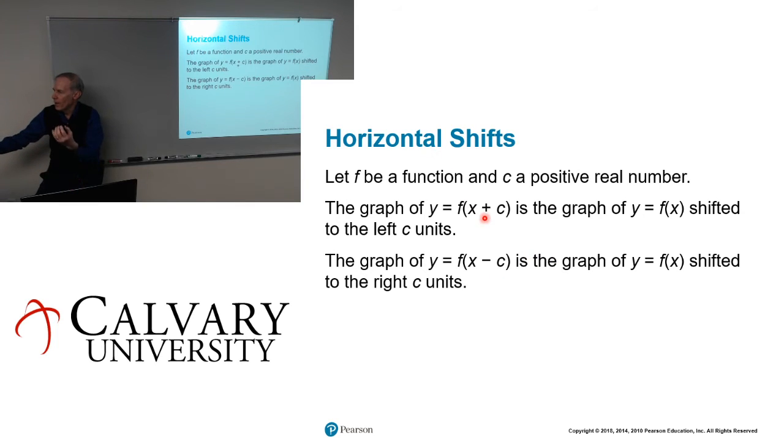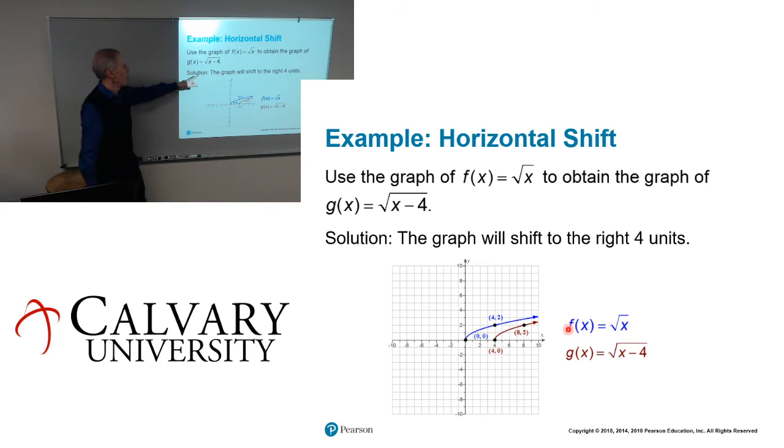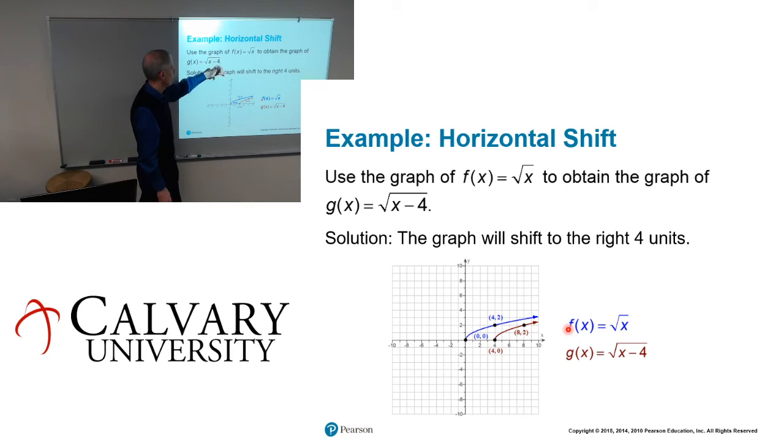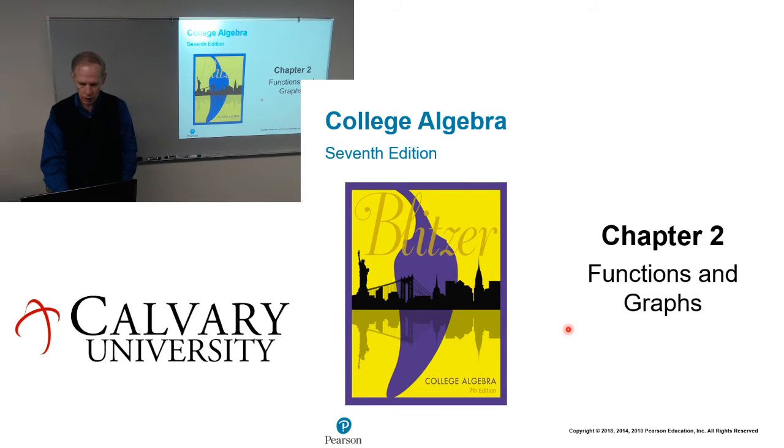Now, if you have f of x plus c or f of x minus c inside the function, then the graph can shift either to the right or to the left. So if you have f of x equals square root of x, which looks like this, and g of x is the square root of x minus 4, it shifts to the right, which is not intuitive. If the value is a minus, then it shifts to the right. If the value is plus, it shifts back to the left. So that's all I'm going to say about the horizontal and vertical shifts of the graphs.